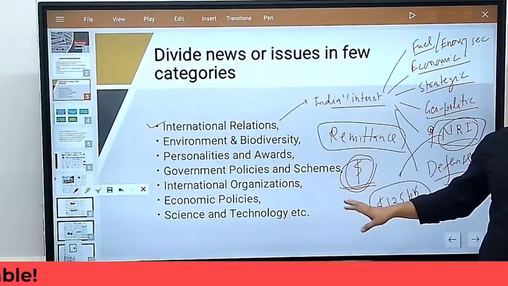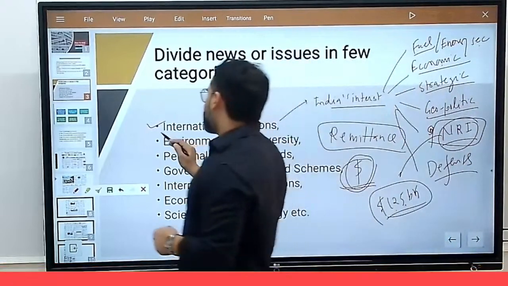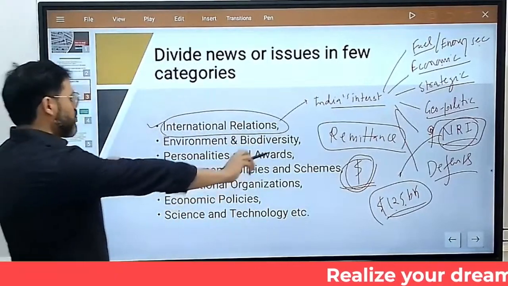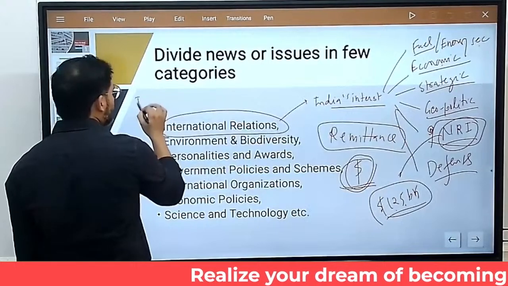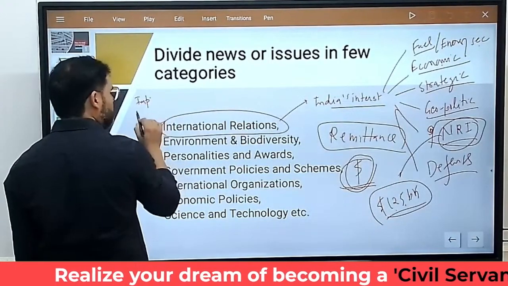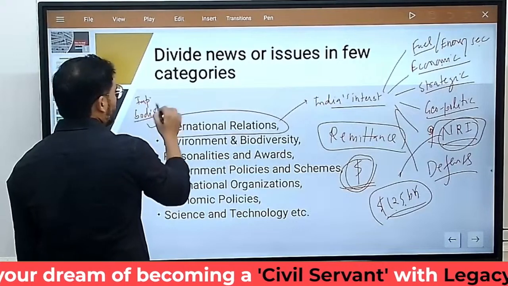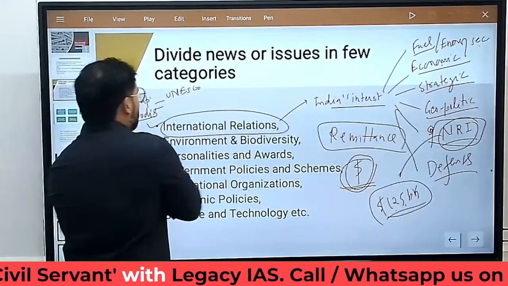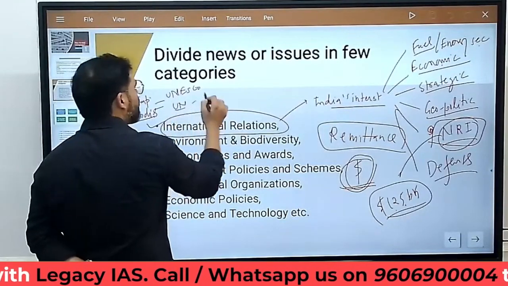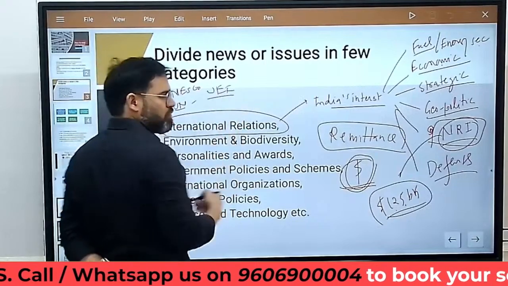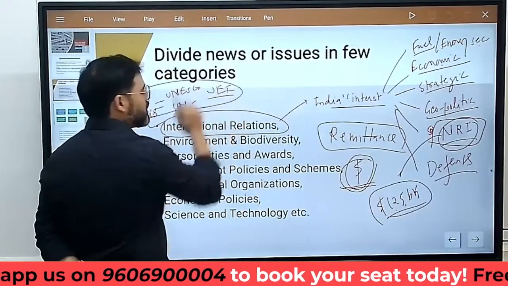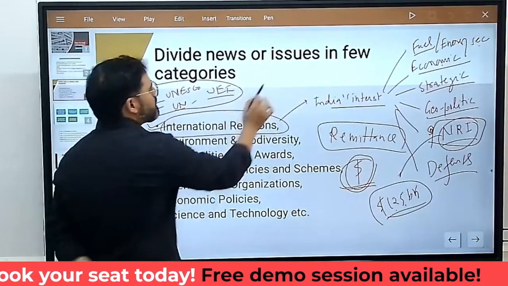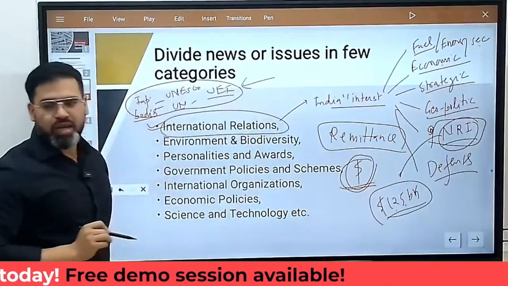This is clear. So international relations is one of the areas that is very important for UPSC. Correct? इसमें आपको focus करना है if any important bodies, like for example UNESCO, कोई भी बॉडी, any United Nations body, like World Economic Forum, if any body is there in the news, that is important for you. Correct?